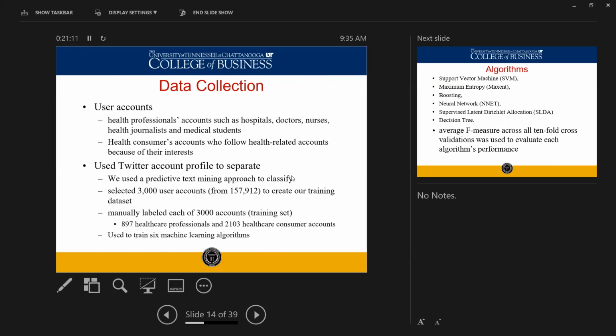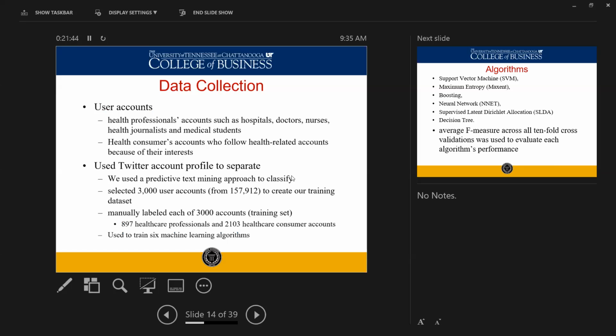The way we collected the data was, we looked at these 157,912 user accounts of health professionals, such as hospitals, doctors, nurses, health journals, and medical students. All of them were included. Some of them were also health consumer accounts who follow these health-related accounts because they have interest in health information. They may not be health professionals or experts, but they have interest in health.